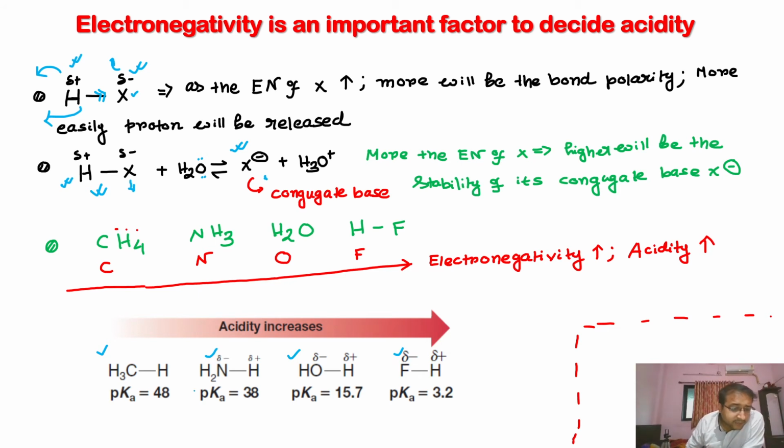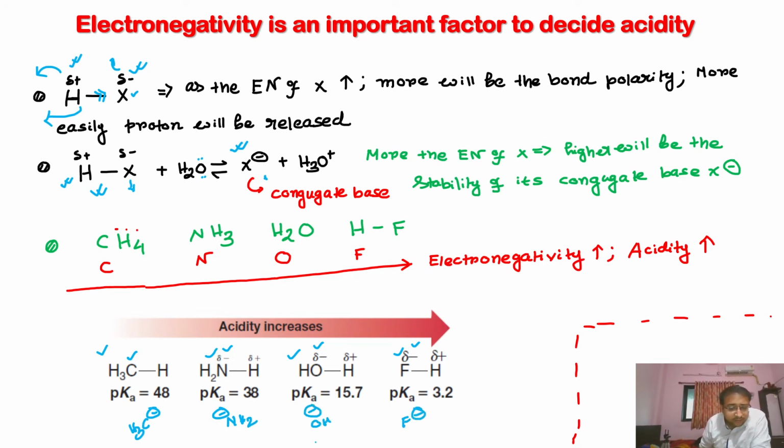You can see that the pKa value increases. The hydrogen remains the same, but the main change is that we are going from carbon to nitrogen to oxygen to fluorine. So as we go from left to right, the electronegativity of the atom increases. As the electronegativity increases, the stability of the corresponding conjugate base increases: CH3 minus in the case of methane, NH2 minus for nitrogen, OH minus, or F minus.